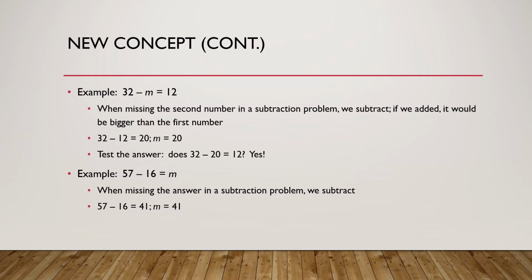So I could take my 41 and add it to 16, and if it equals the first number, then that means I have the correct answer. So if I do 41 plus 16, it equals 57, and that's the first number in our problem, so that means I was correct.